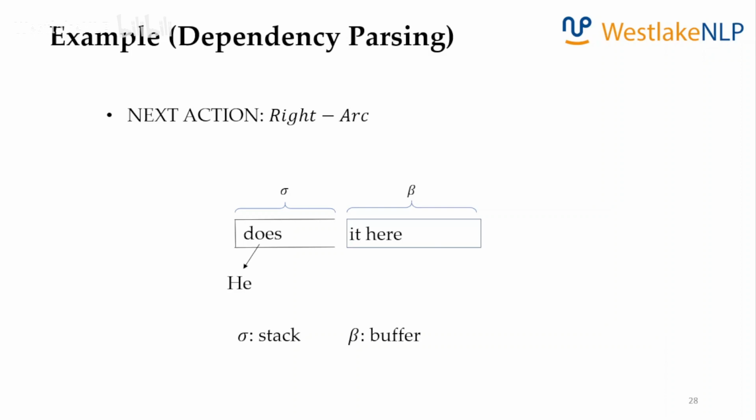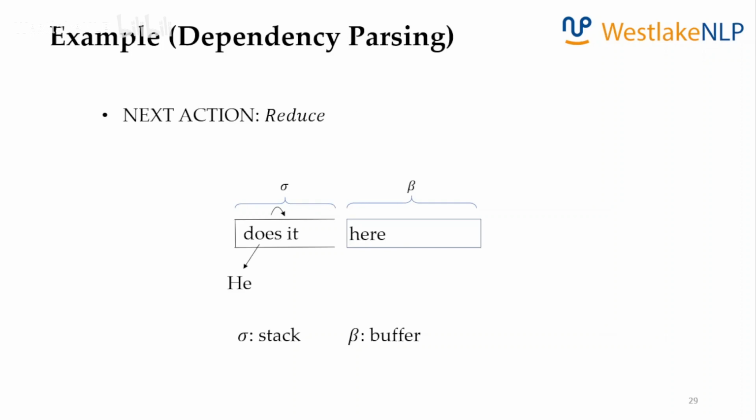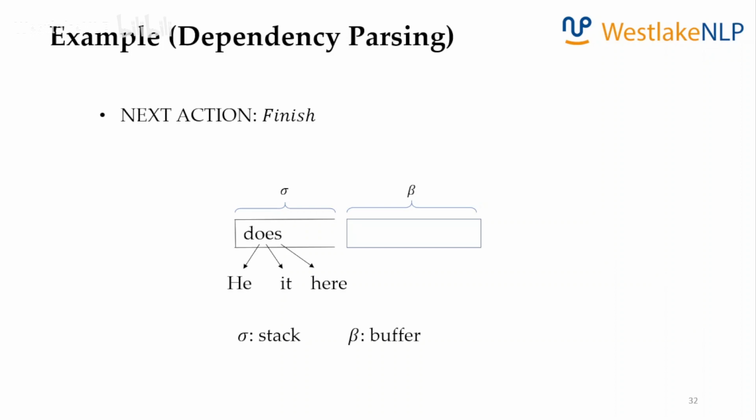The next action is called write arc, which shifts it onto the stack and makes it an object of does. The next action is reduce, which pops the top of stack, and it is now removed from the stack. The next action is again write arc, which makes here a write modifier of does, and then pushes it onto the stack. The next action is reduce again, which pops the top of stack.